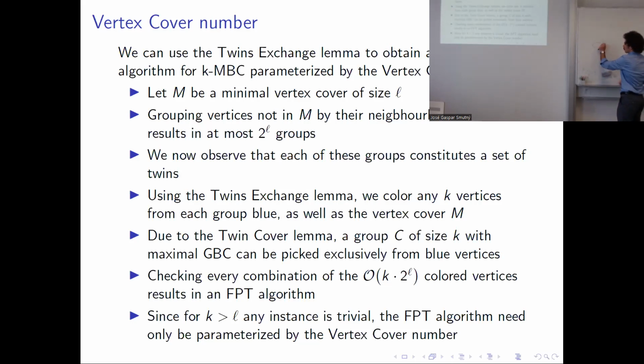So we have the vertex cover, and we have groups of vertices. They are disconnected because it's a vertex cover, and these vertices all have the same neighborhood. Every single vertex in here. So this one may be here. This one may be here.